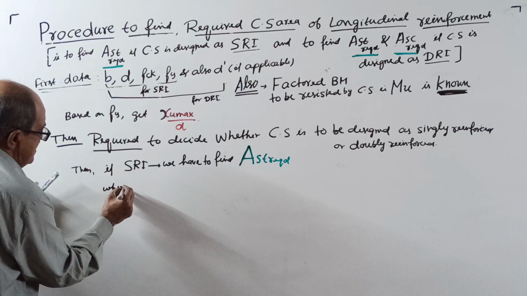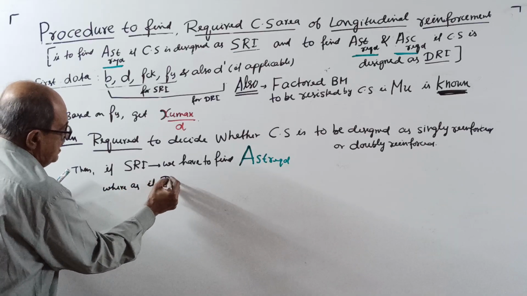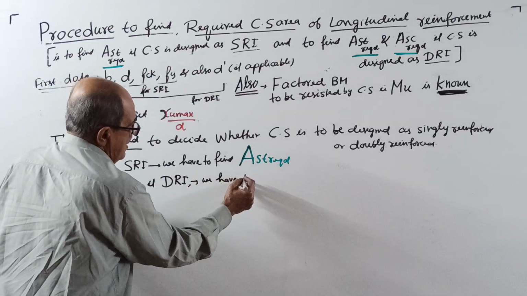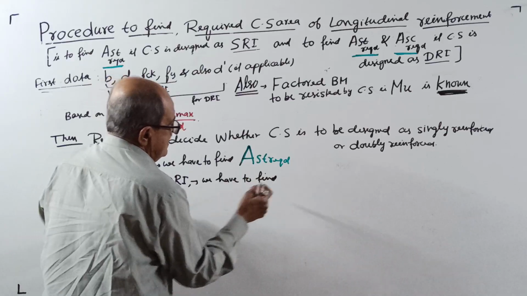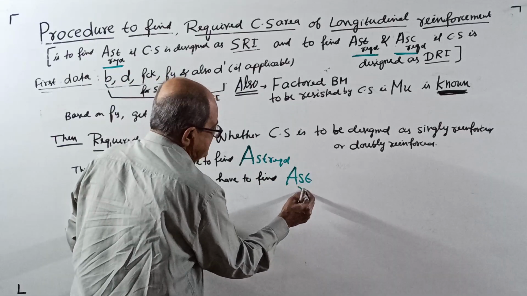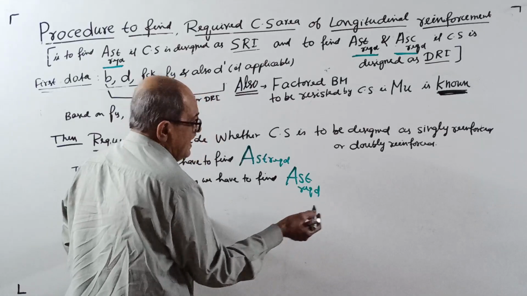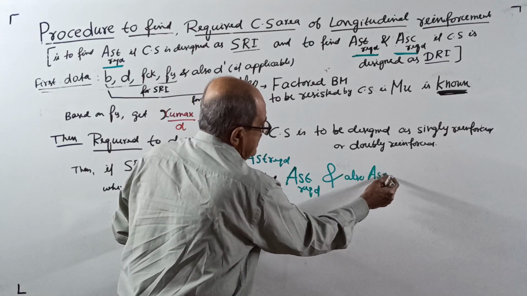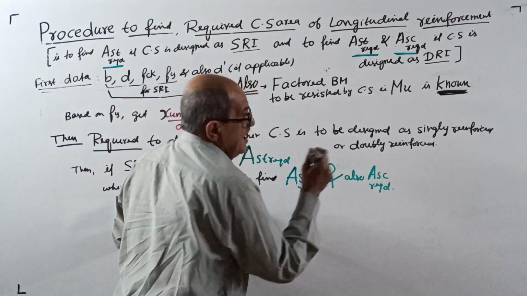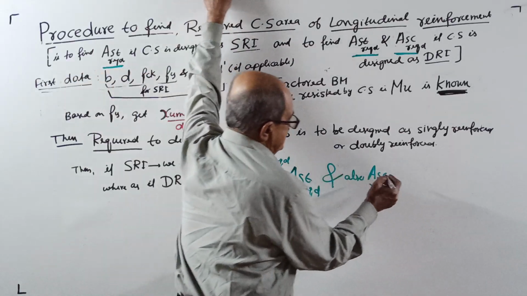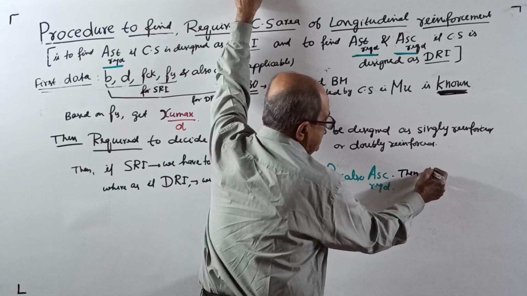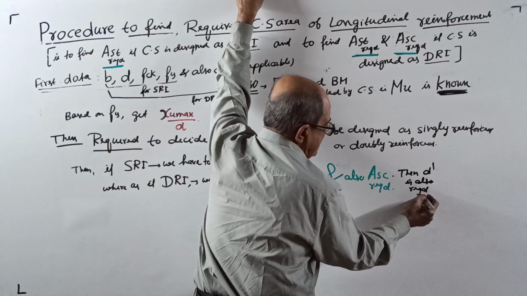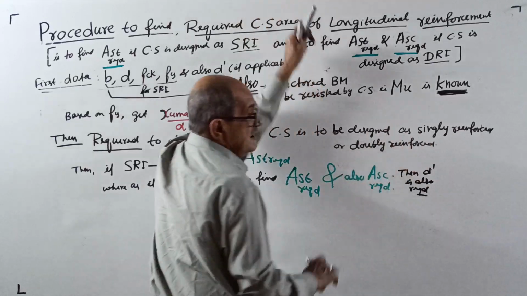Whereas if doubly reinforced, we have to find AST required. See, RCC means beams, AST is always there. AST required, and also ASC required. Then D dash is also required. Okay, these are the steps.